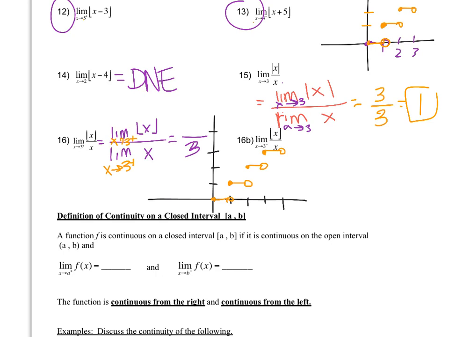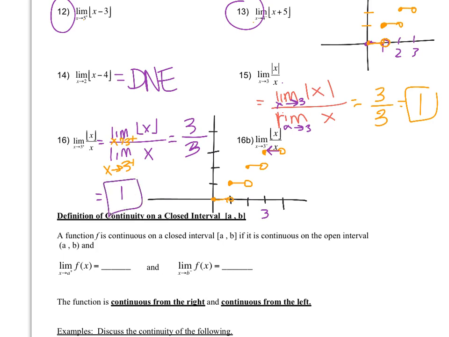So as x approaches 3 from the right, we can see that the limit is 3. So this overall limit ends up being 3 divided by 3, which is 1.